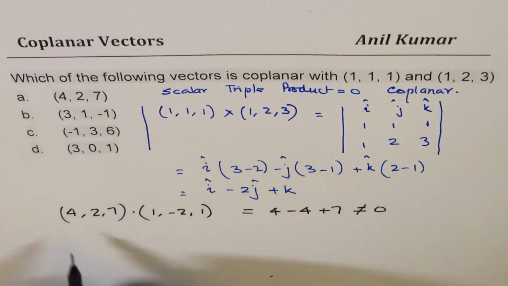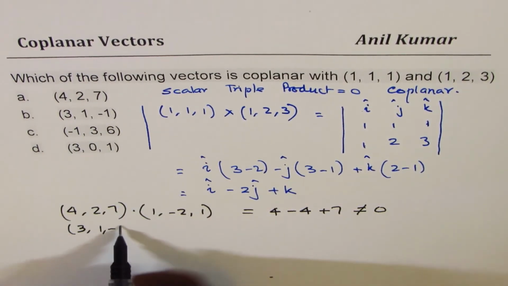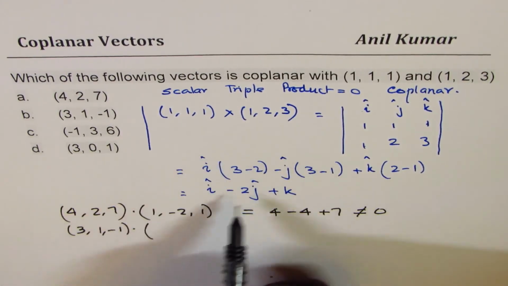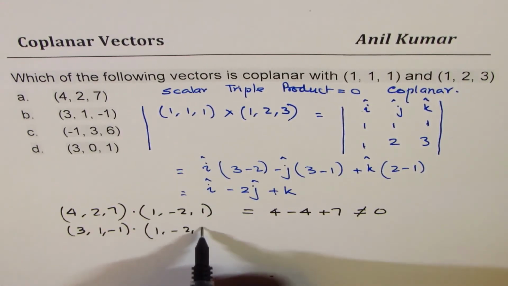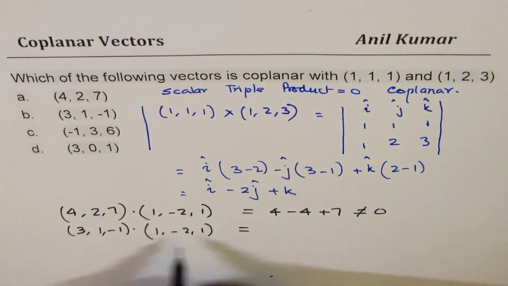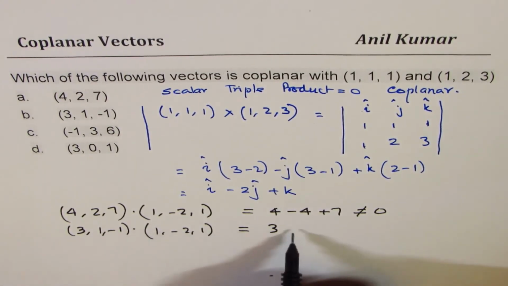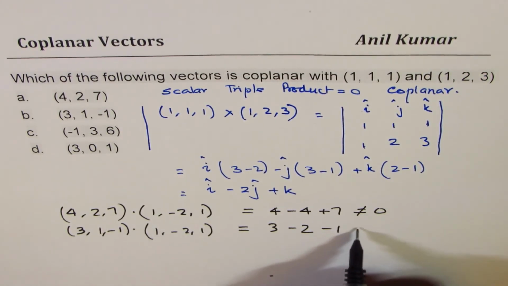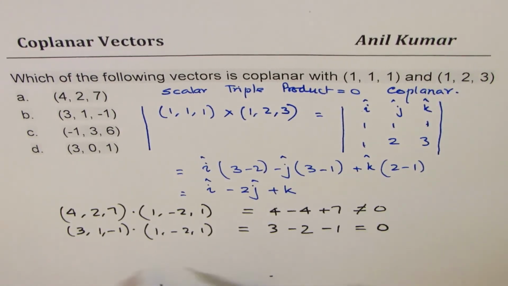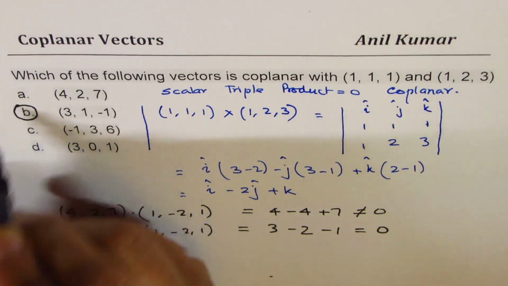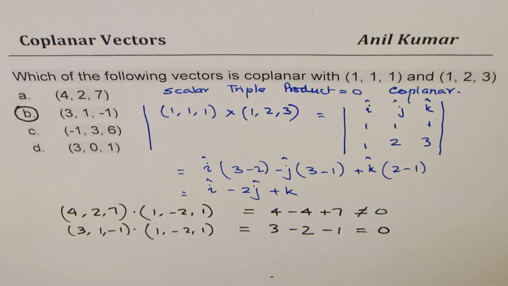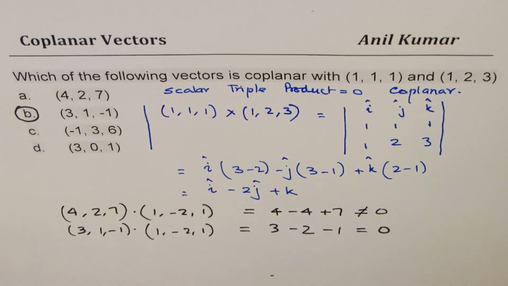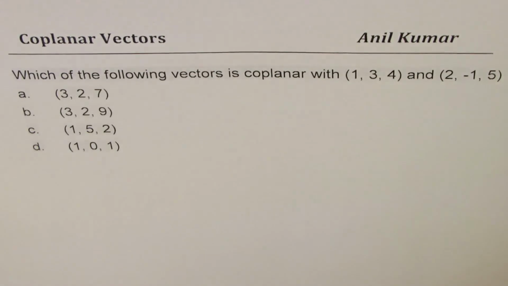The other one is (3, 1, minus 1) dot. Cross product was (1, minus 2, 1). So we get 3 times 1 as 3. 1 times minus 2 is minus 2. Minus 1 times 1 is minus 1. This is equals to 0. And therefore, B is coplanar with the given vectors. Do you see that? So this is probably the fastest way of getting your solution. Let's try one more using the same strategy.